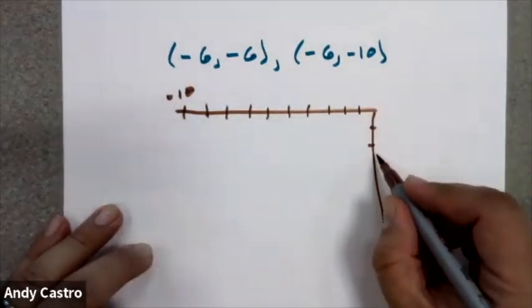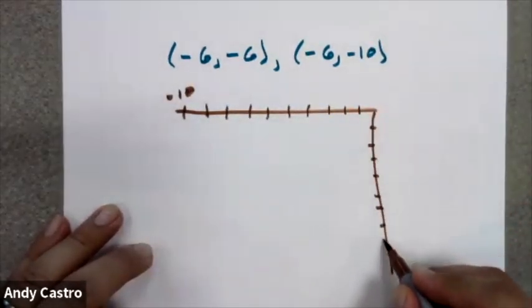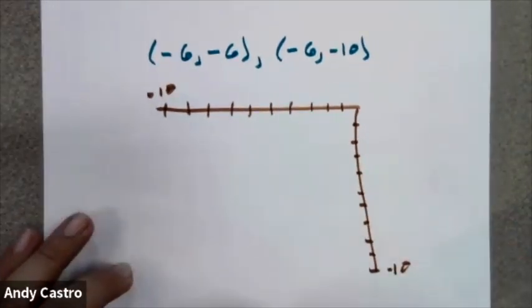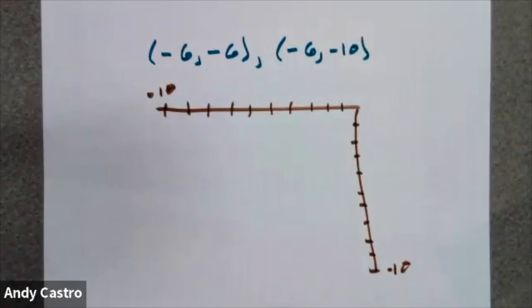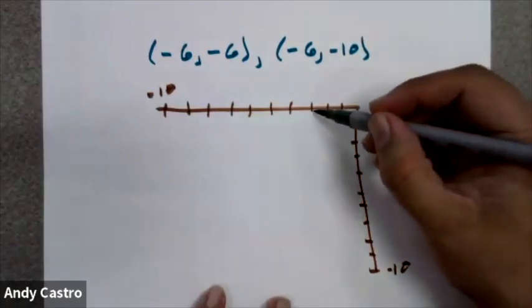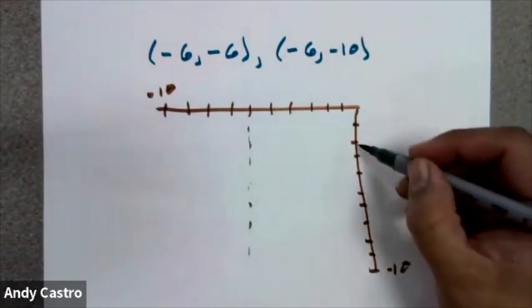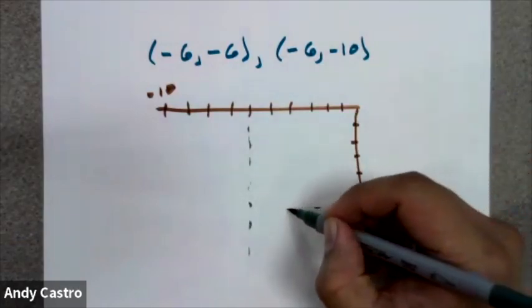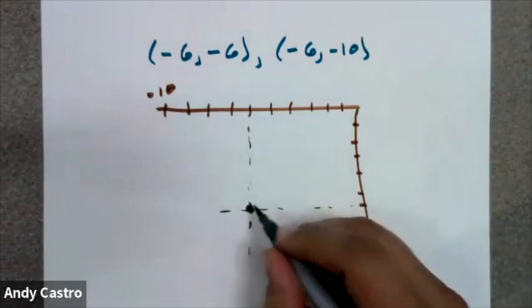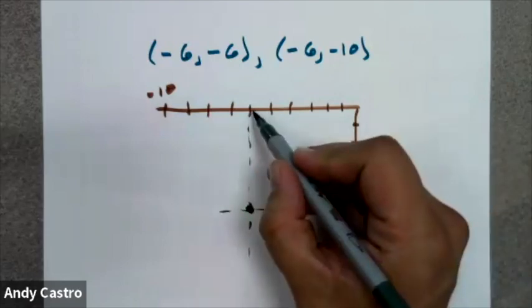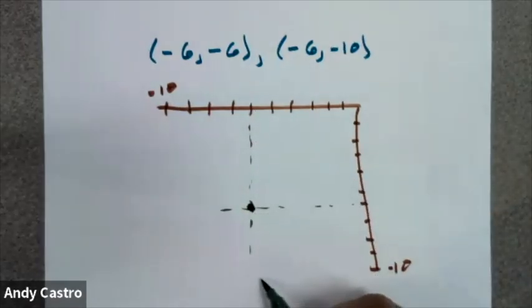-10, and then 1, 2, 3, -10 here. Okay. So the first point is going to be -6, -6. 1, 2, 3, 4, 5, 6. 1, 2, 3, 4, 5, 6. All right, right there. And the next one is -6, -10. So it's literally the same place there, but comes down here.